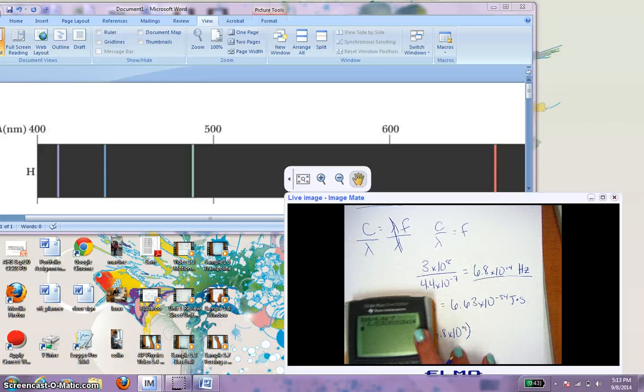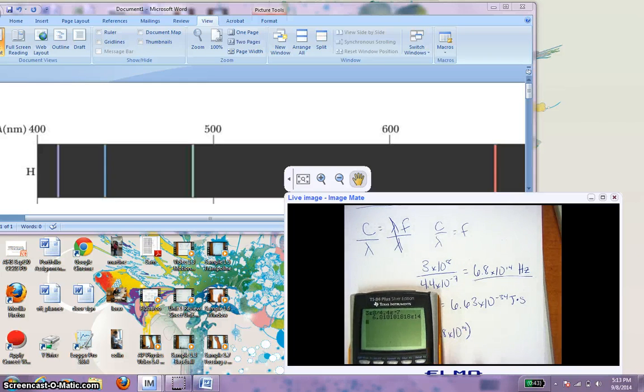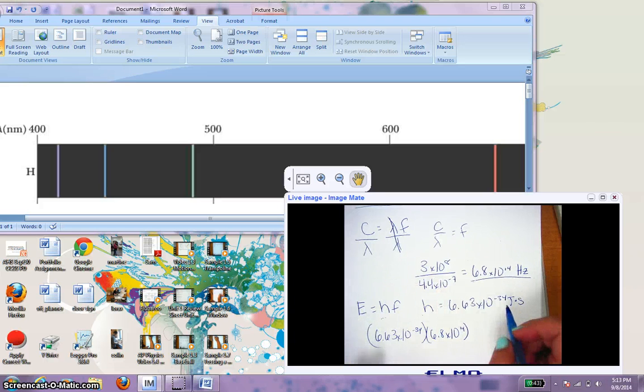And I already have 6.8 times 10 to the 14th punched in there, so I'll just multiply by 6.63 e to the negative 34th, and get 5.2 times 10 to the negative 19. Or sorry, 4.52, sorry, times 10 to the negative 19th.